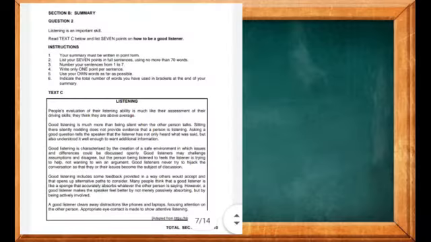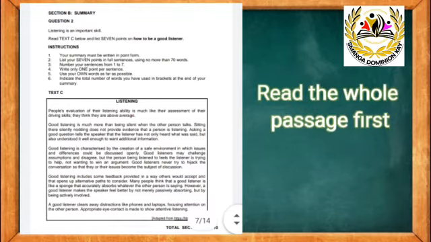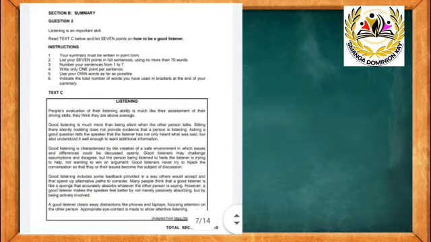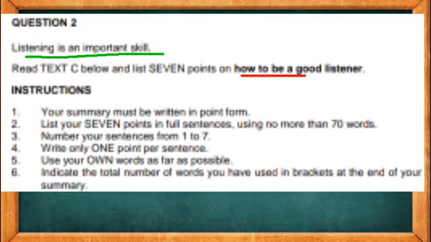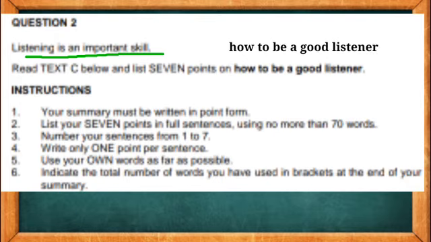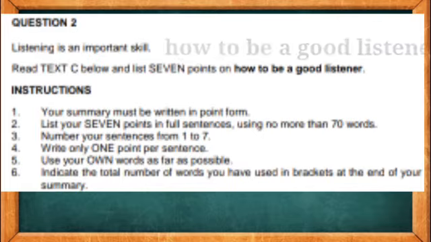So our example for today is taken from the Department of Basic Education February-March exam 2018, English First Additional Language. Now, friends, it is important to first read your passage. Section B, Summary. Question 2, Listening is an important skill. Read text C below and list 7 points on how to be a good listener. Take note of those words, how to be a good listener. In other words, your points for inclusion in your summary must be on how to be a good listener.